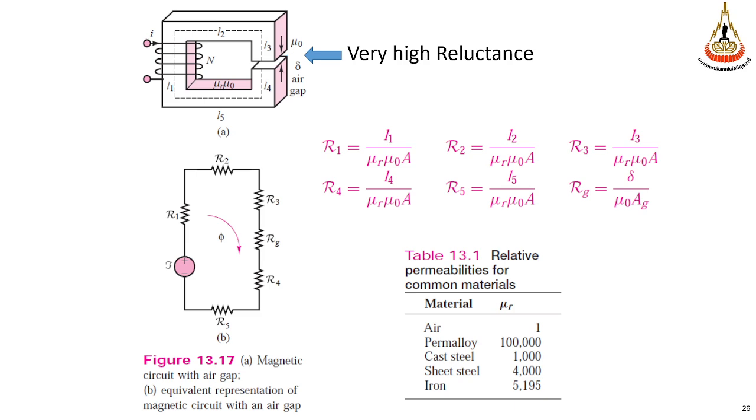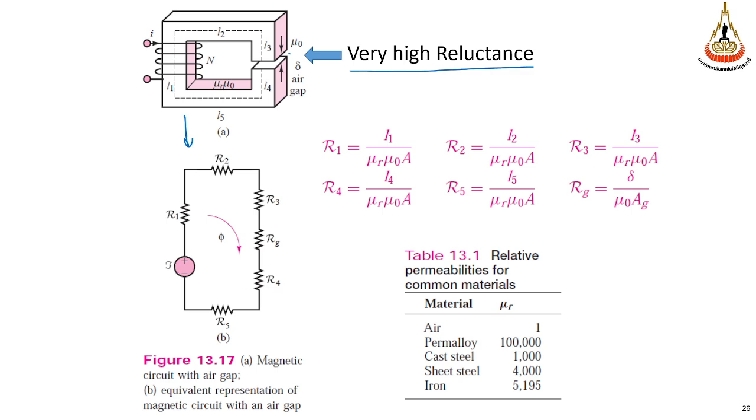So how to analyze when the magnetic circuit has the air gap, right? So here we have an air gap, a small gap, but it will have very high reluctance. Very high reluctance. We can see that if we have this type of circuit, our circuit will be in this form, right?